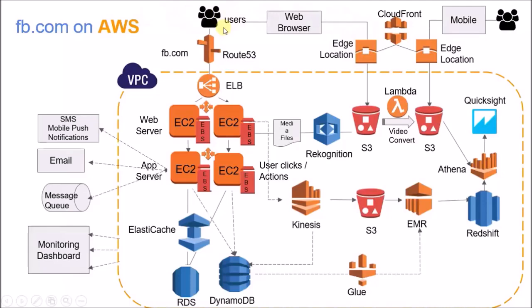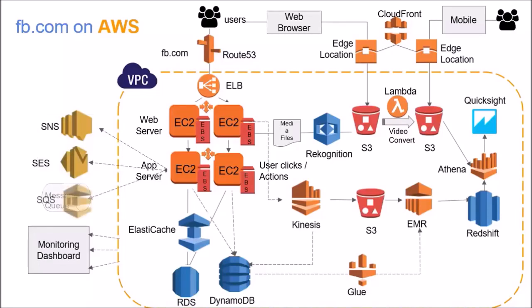Now let's talk about this side. As I said, you need to send messages and mobile push notifications. In Amazon, there is a service called SNS, Simple Notification Service, for that. And if you want to send emails, bulk email, then there is the SES service, Simple Email Service. Now for messaging queues for a chatting application, Amazon has built its own queue service, which is called SQS, Simple Queue Service.